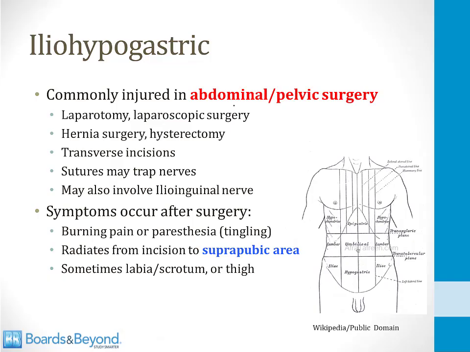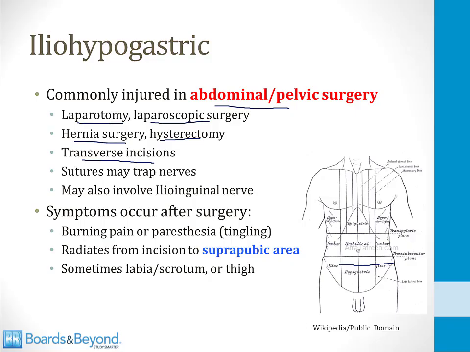This nerve is commonly injured in abdominal or pelvic surgical operations. For example, it can be injured in a laparotomy or a laparoscopic surgery. It can also be injured in hernia surgery or a hysterectomy. The reason this nerve is injured in these surgeries is because surgeons commonly make what's known as a transverse incision. That's an incision across the lower abdomen or pelvis like this.